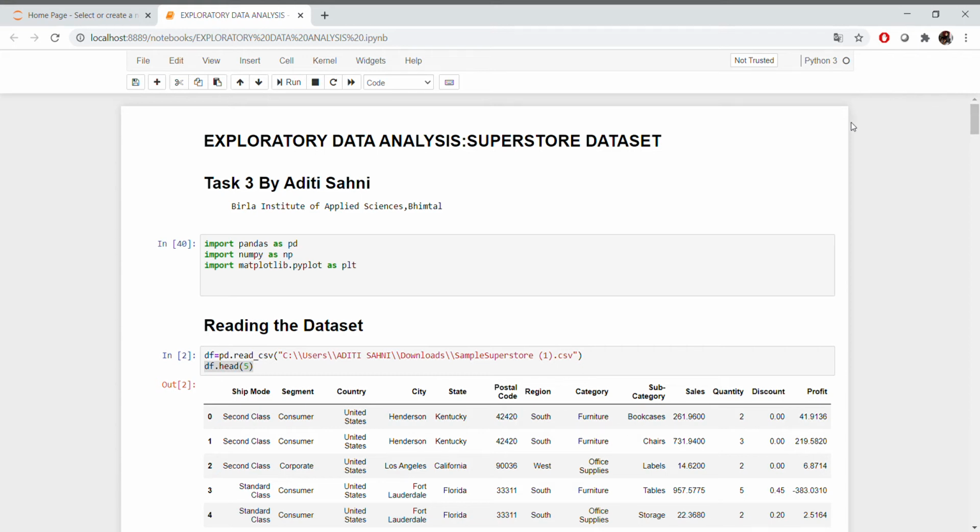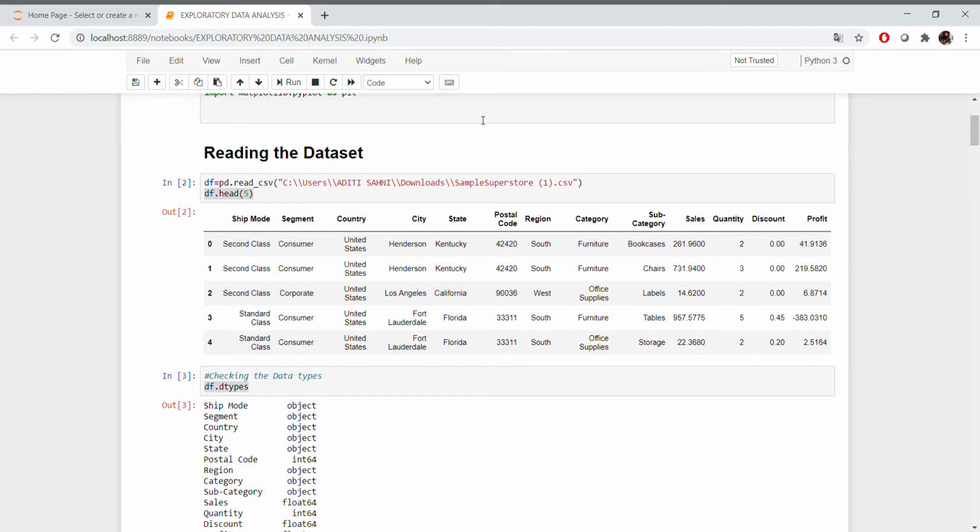First of all, I have imported all the important libraries required, that is pandas, numpy and matplotlib. Then we will read the dataset. By df.head we can examine the first 5 rows of the dataset.